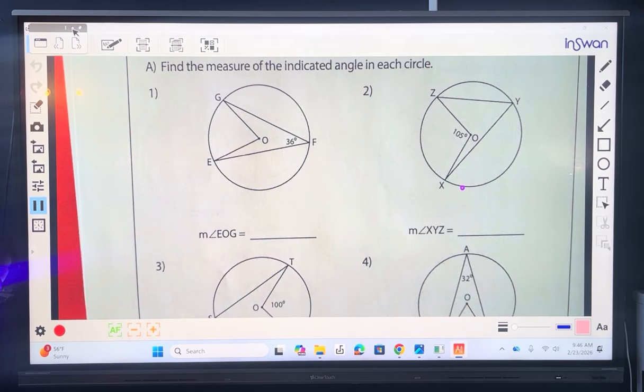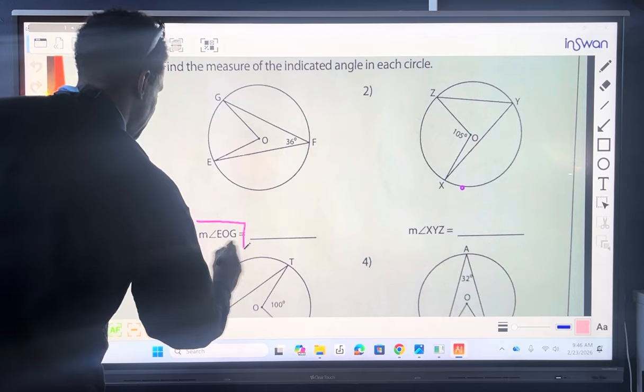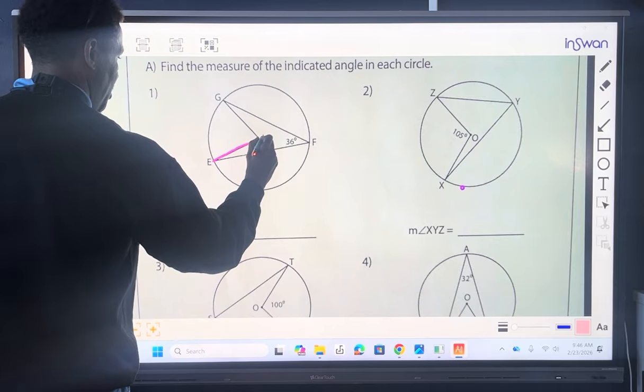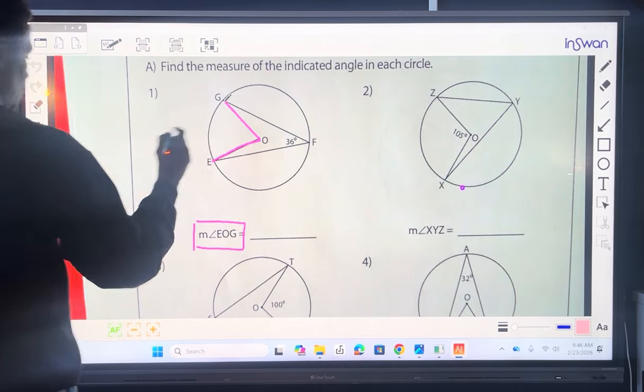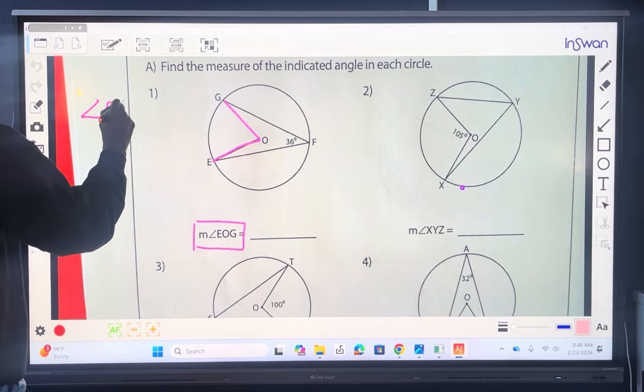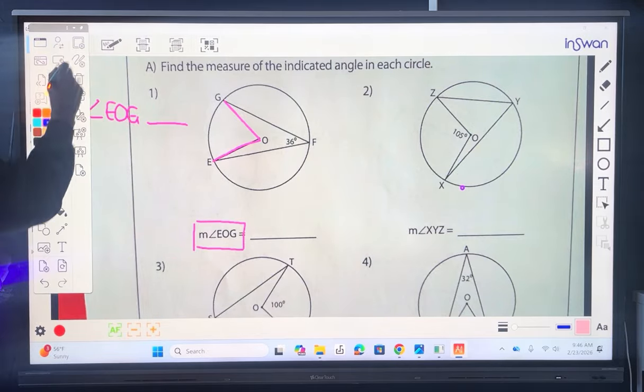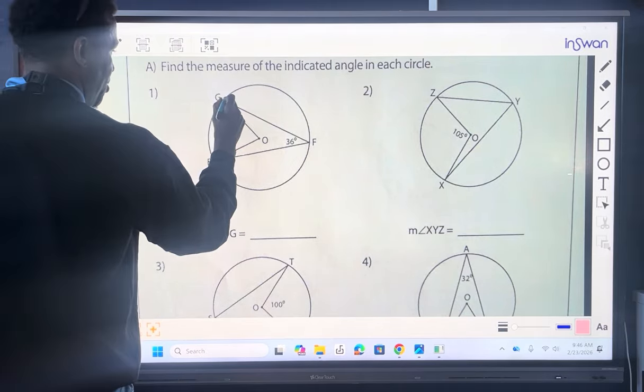Now, this is what I need y'all to do so you can understand everything. Watch. They are asking us for EOG. They want this one. On the side, write EOG, then put a line, then give me another one of the other one here.